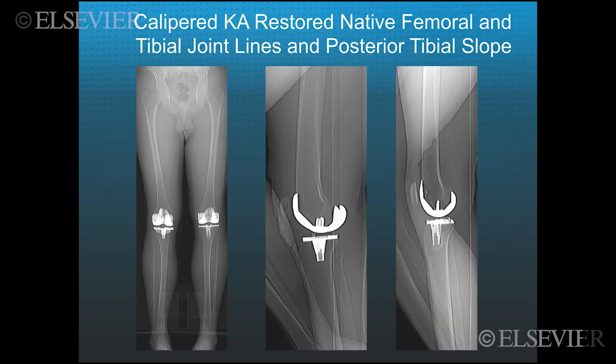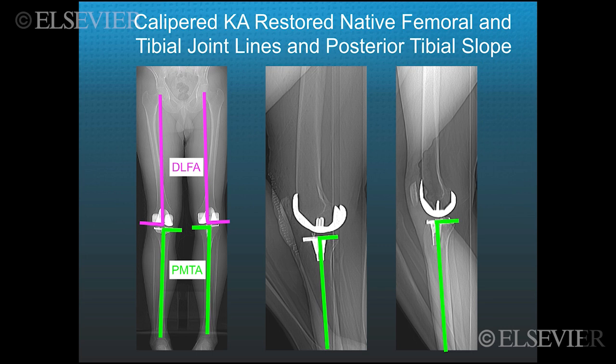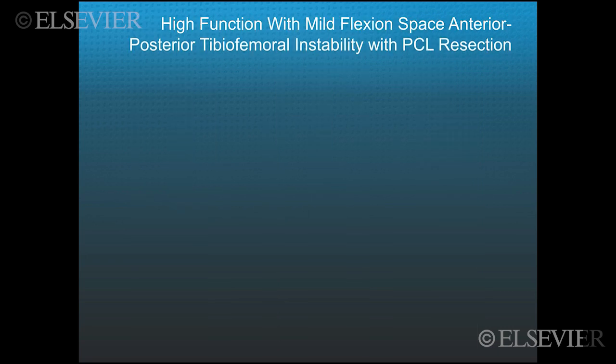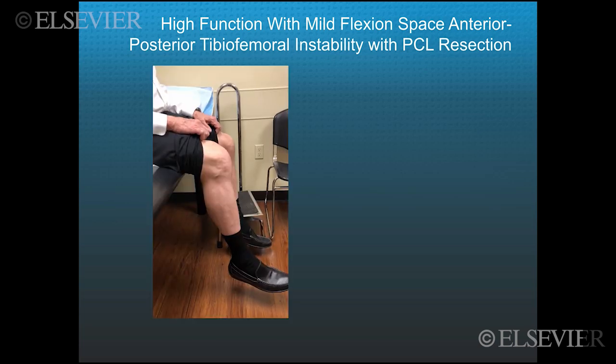instability. If we look at the postoperative alignments, you can see that the hip-knee ankle angle and joint lines are essentially the same on the right and left knee, and so are the slopes. So we probably should have put a little less slope in when we cut the PCL, but we didn't know that at the time. So this patient maintains high function even though he has mild flexion space AP tibia femoral instability from the PCL resection.